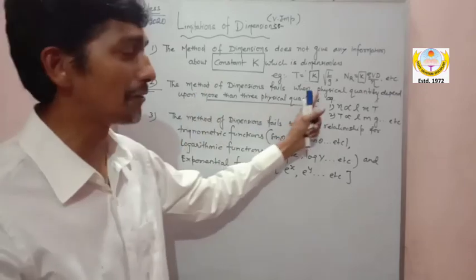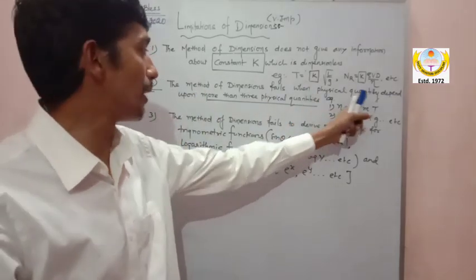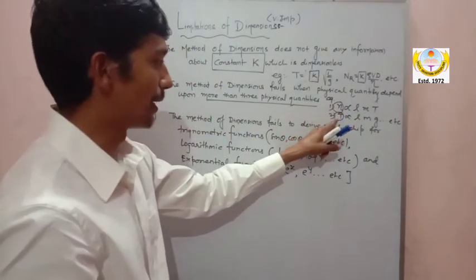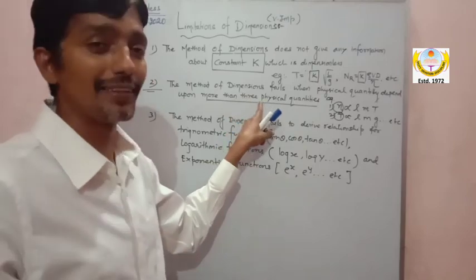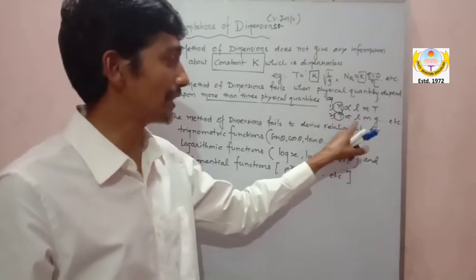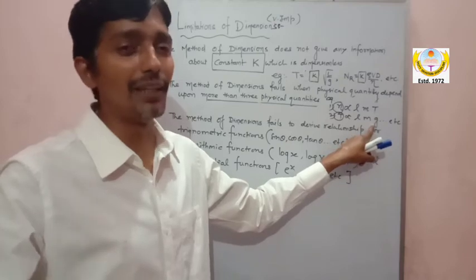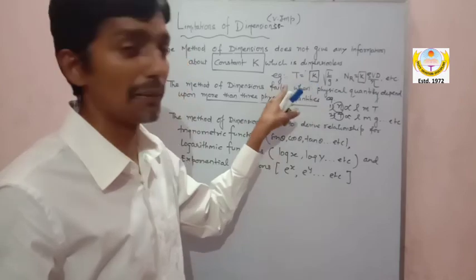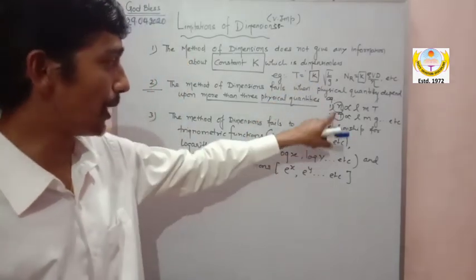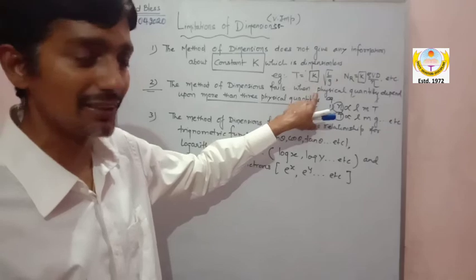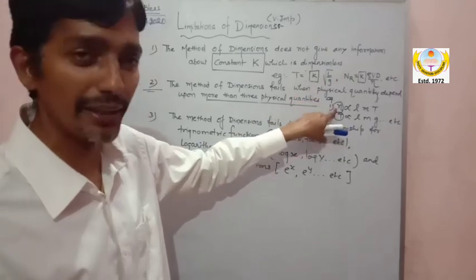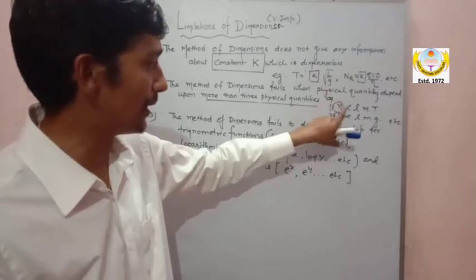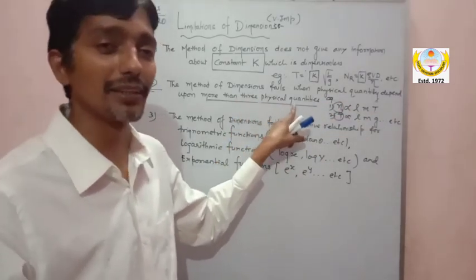The method of dimension fails when a physical quantity depends upon more than 3 physical quantities. It can depend on up to 3 physical quantities. But if it is more than 3, then the method of dimensions fails. So this point is very clear. The method of dimension fails when this physical quantity, here frequency, here time period, depends upon more than 3 physical quantities.